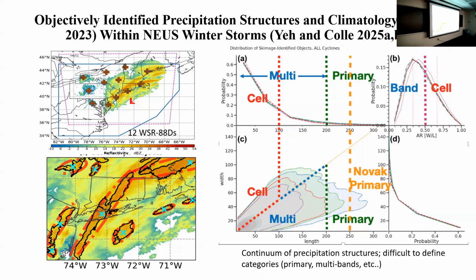So that's what we're dealing with, trying to understand this full distribution of structures from large scale bands to small. And these large scale bands that draw a lot of attention are only 3% of the banded structures. So they're very rare. But when they happen, those are the ones that have 3-4 inch plus snowfall rates an hour, for example.